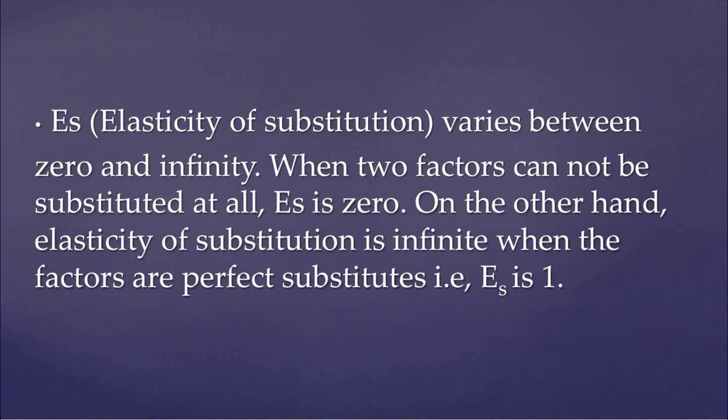When two factors cannot be substituted at all, elasticity of substitution is 0. On the other hand, elasticity of substitution is infinite when the two factors are perfect substitutes. That is, elasticity of substitution is 1.